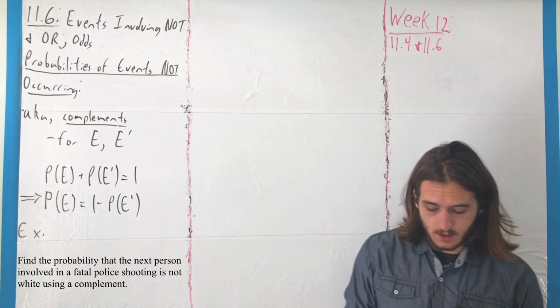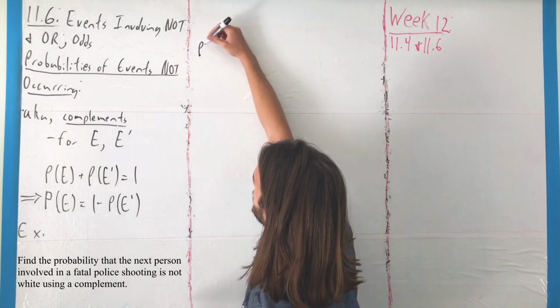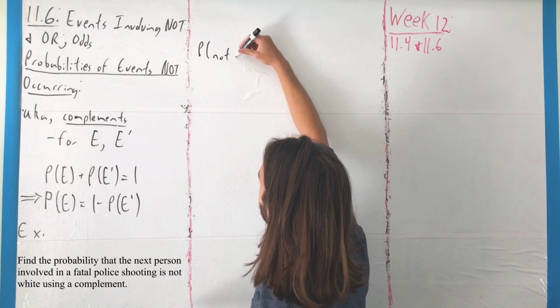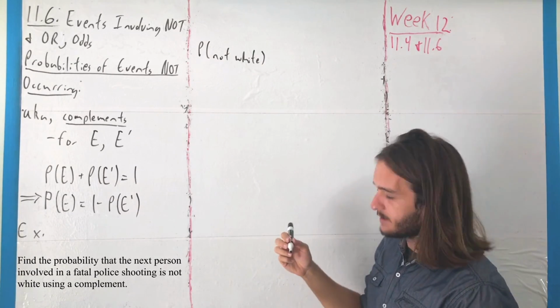So before we get to that, let's do one more example here in terms of the things we saw earlier. From our example on fatal police shootings, what we want to find here is the probability that the person shot is not white using a complement. For this, what we want to do can be done in terms of all of the options that are not white, which is, again, really weird sort of phrasing to think about here.